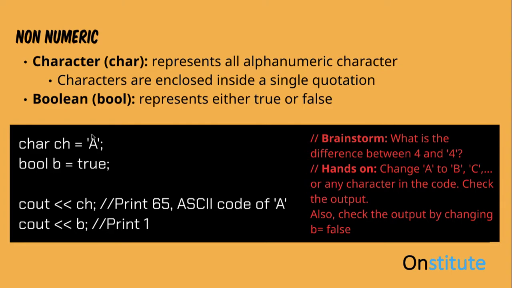The boolean represents either true or false, as you can see in this program. So at this point, just for better understanding, try to do this brainstorming. You know what is integer, you know what is character. So, what is the difference between these two, number 4 and this 4 inside quotes?